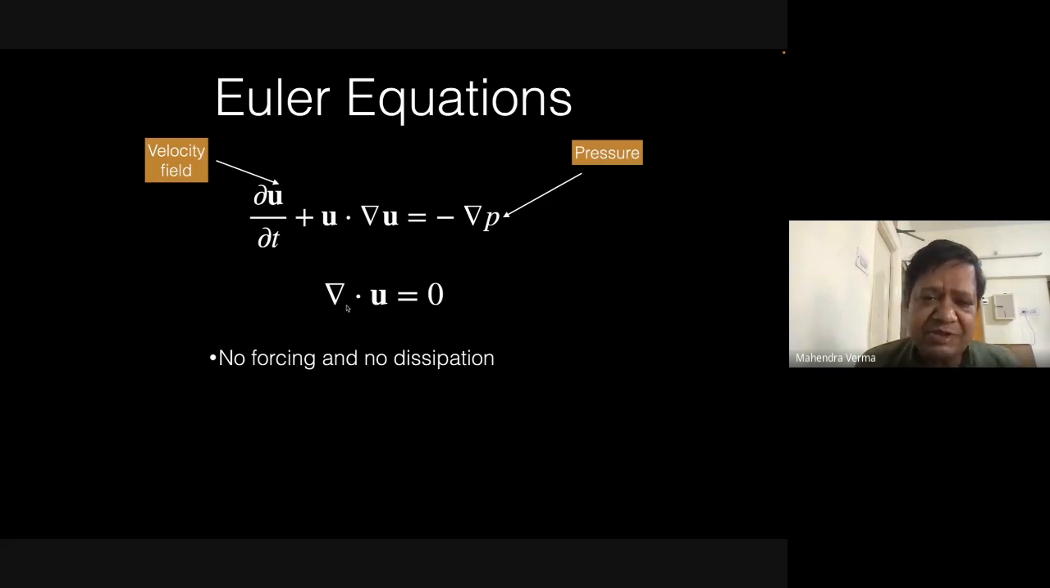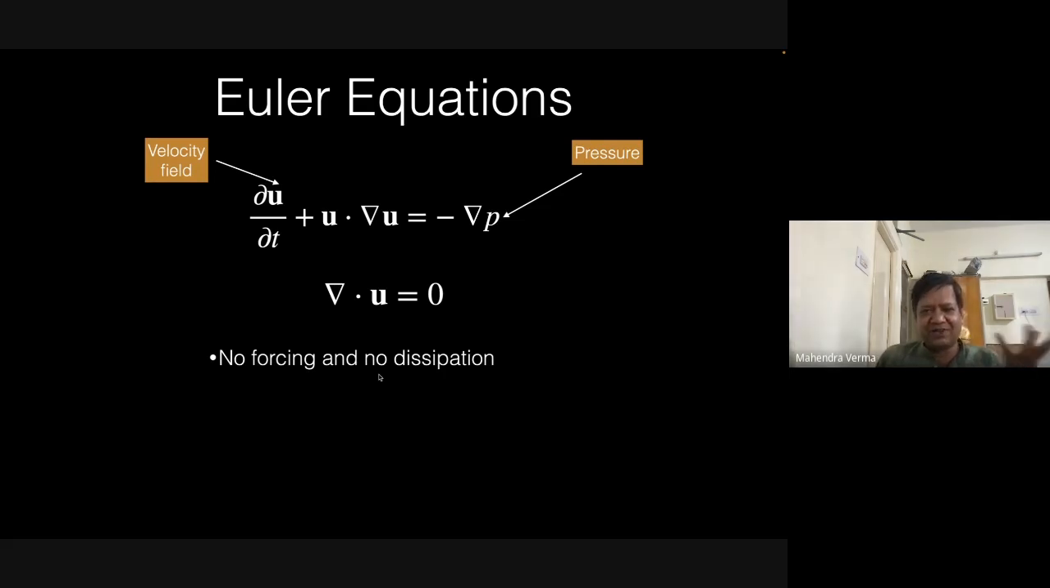We assume incompressibility, that means the velocity field is divergence free. We also don't force it. The forcing is turned off, so F is 0. No forcing, no dissipation. Now, we can deduce some very interesting things from this. Since there is no dissipation, what happens to the entropy?